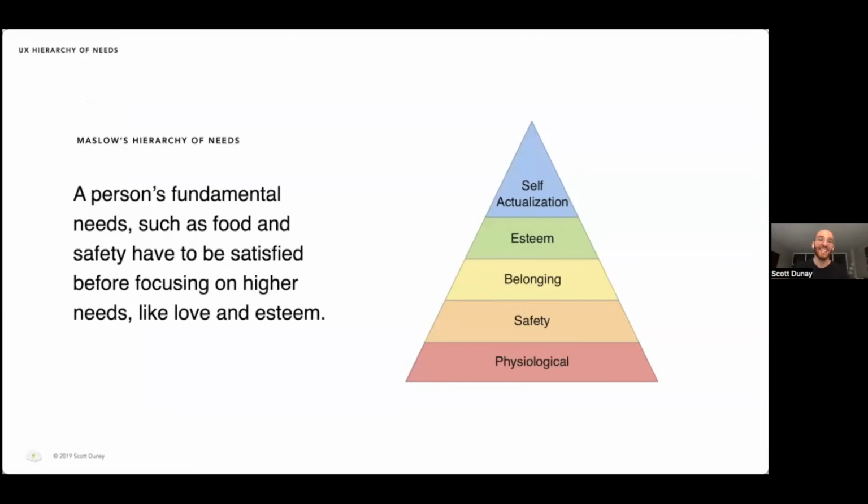And so here's a guy, Maslow. He developed a hierarchy of needs, essentially what human beings need. A person's fundamental needs, such as food and safety, have to be satisfied before focusing on higher needs, higher needs being esteem and self-actualization. Everything below those two are requirements for sustenance and well-being. And now we could switch this over to how this relates to UX design.